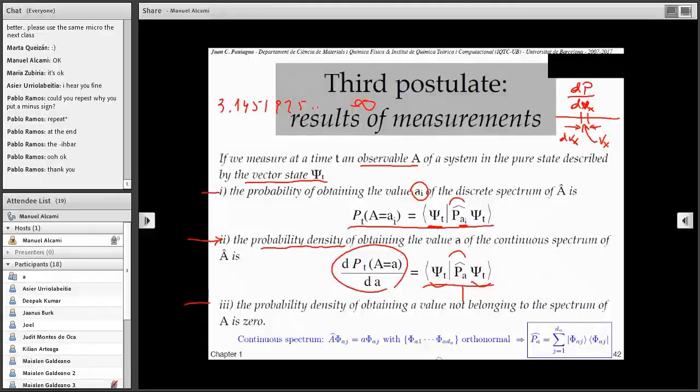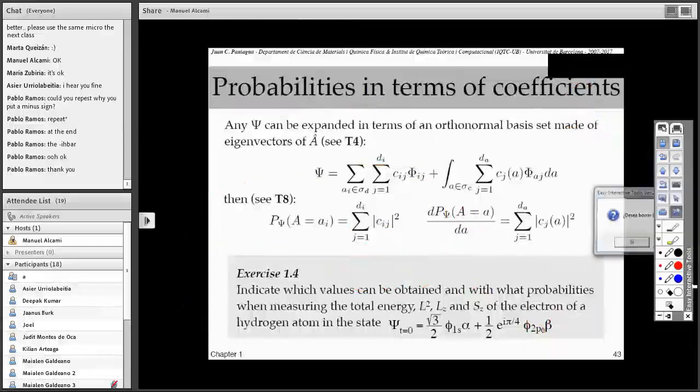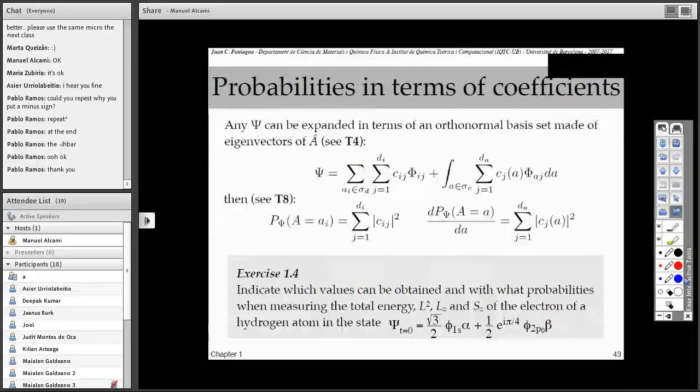Well, in the previous slide, I put the expression of this operator. Exactly a parallel expression can be written for the continuous case. If the eigenvalue A is degenerate, then the projection is a sum over the eigenvectors corresponding to that eigenvalue. But let's continue. Any question? Okay.